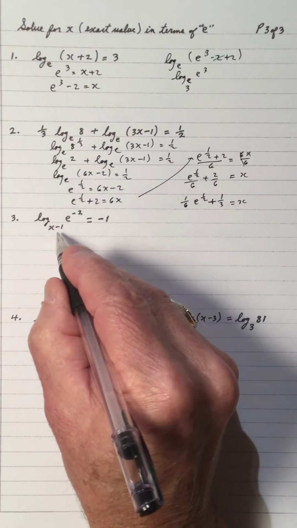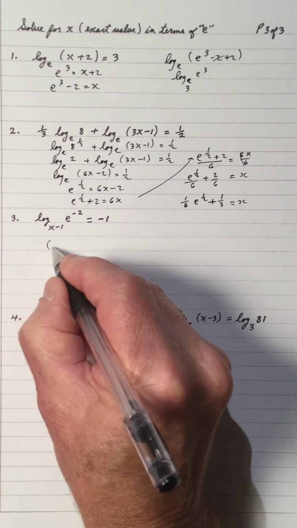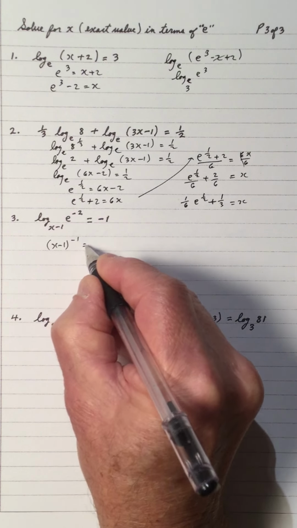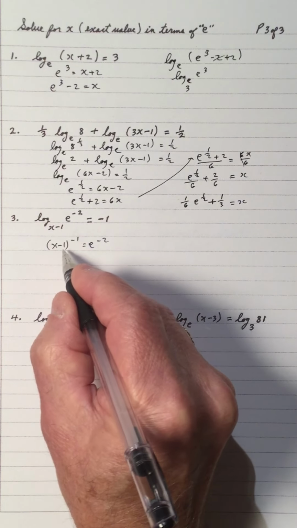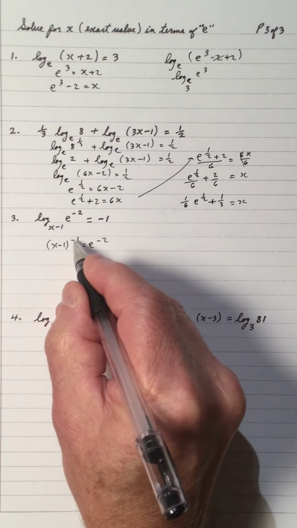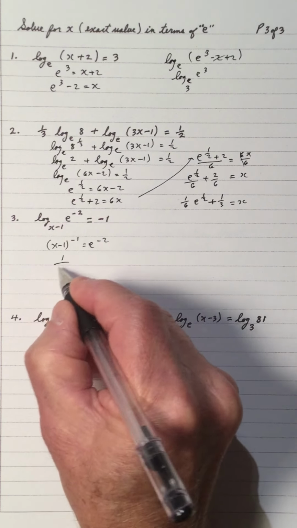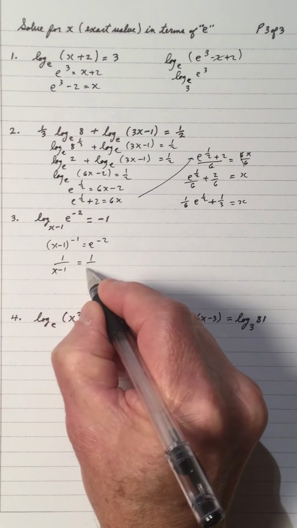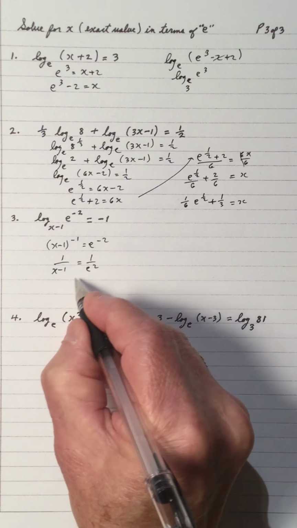Number 3, we already have a single log, so we go base, exponent, number. Both of them are to the negative powers, so x minus 1 to the negative 1 is 1 over x minus 1. E to the negative 2 is 1 over e squared. And we got a fraction, so let's cross multiply.